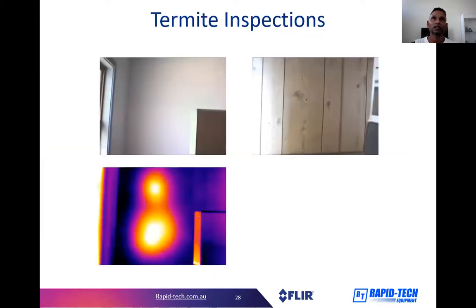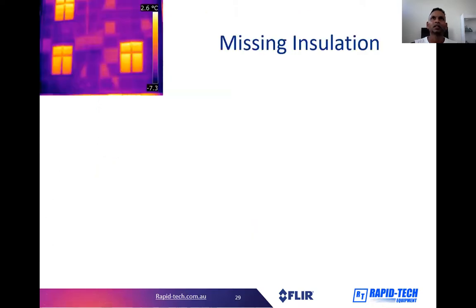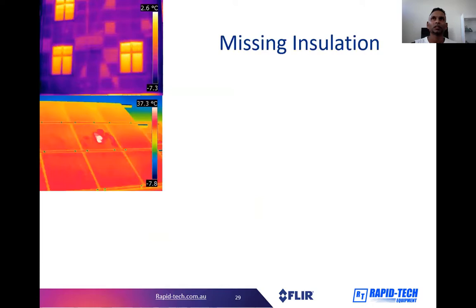Termite inspections. Again, that's part of building. We're not using thermal cameras to detect individual termites, but looking at nests. So this is obviously picking up a nest. This is picking up an array of termites that are moving around behind this wall. A lot of the pest inspectors, most of them have got thermal cameras. They're using thermal cameras to help them detect any termites.